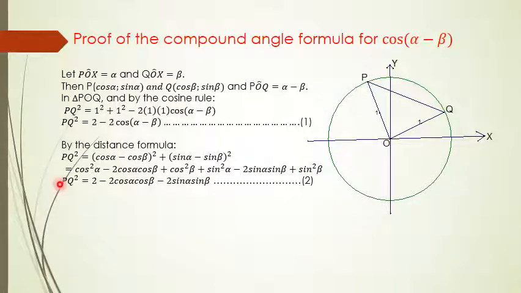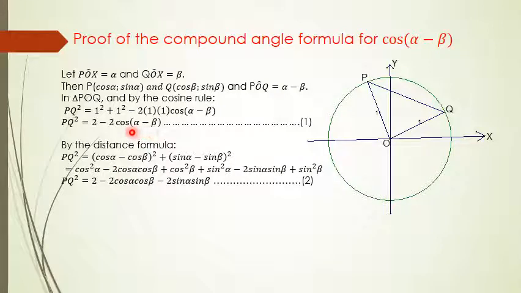Then simplifying, we obtain PQ squared equal to 2. This is because cos squared alpha plus sin squared alpha is 1, and then cos squared beta plus sin squared beta is the other 1. Then 1 plus 1 gives us 2, and then minus 2 cos alpha cos beta, and minus 2 sin alpha sin beta. This gives us equation number 2.